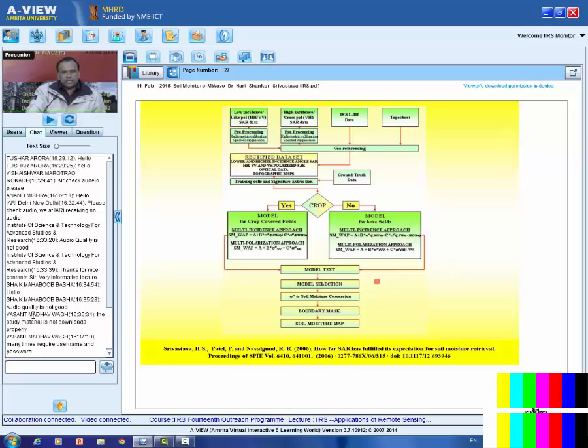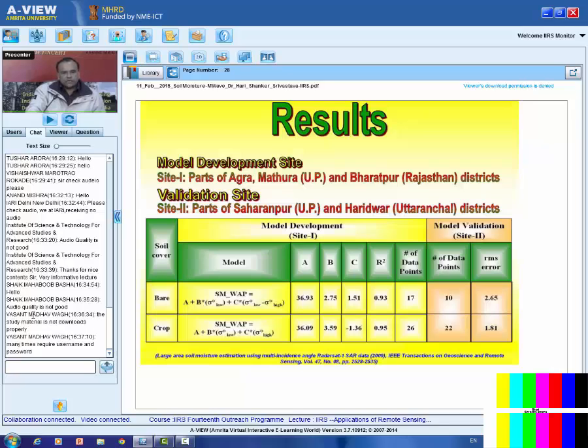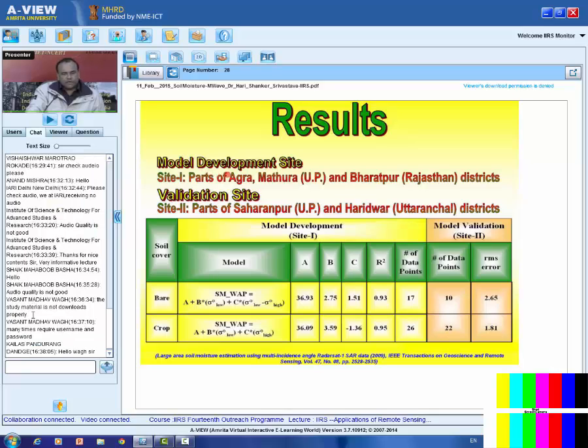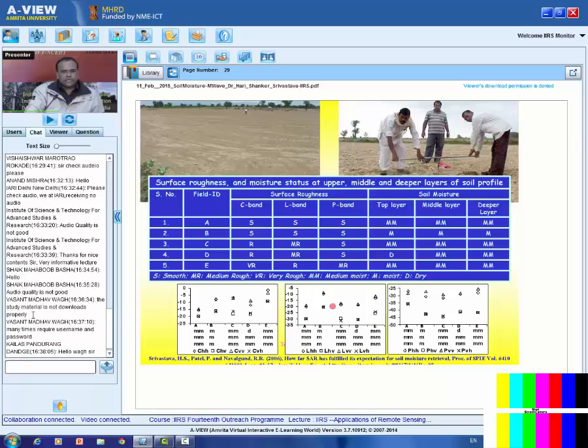Now this is a methodology which we have developed at ISRO, and here either we can use multi-incidence angle data or multipolarized data, and in both the cases we can incorporate the effect of surface roughness, crop cover and soil texture in the soil moisture retrieval model. These are the results, and the main thing, we have developed the model over different sites and validated over a different site. So the model has been developed over parts of Agra, Mathura and Bharatpur districts, and it has been validated over parts of Saharanpur and Haridwar districts using the same methodology.